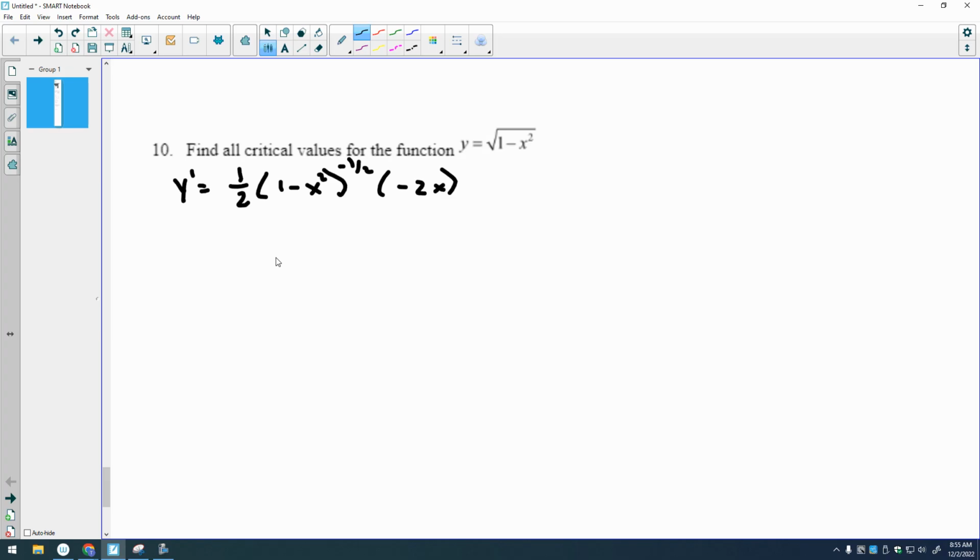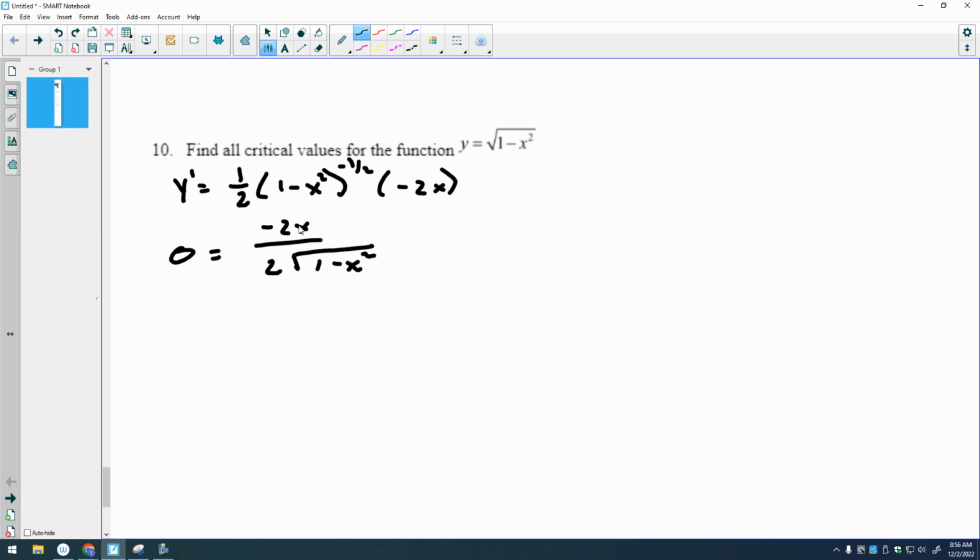Man, I look at my answer key. I don't have the negative sign there. So 0 equals on top, and I won't skip any steps. We have a negative 2x on top. We have a 2 times the square root of 1 minus x squared on the bottom.